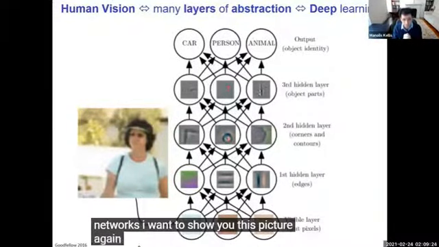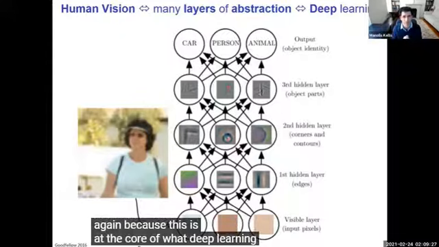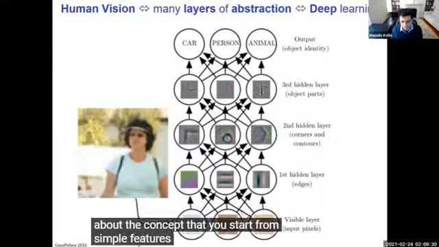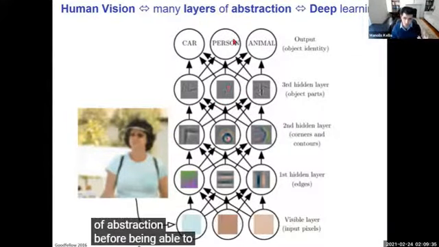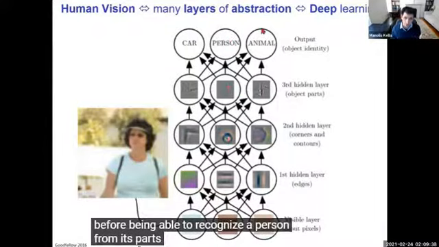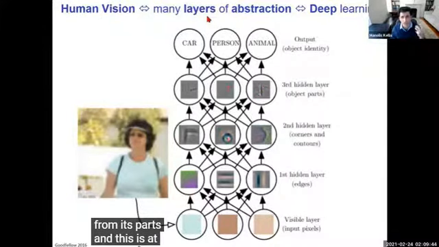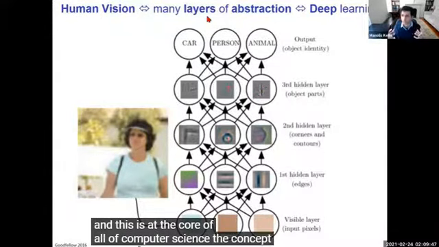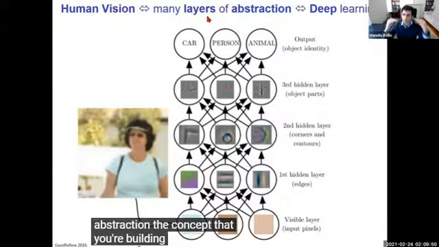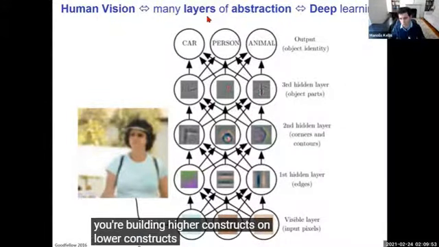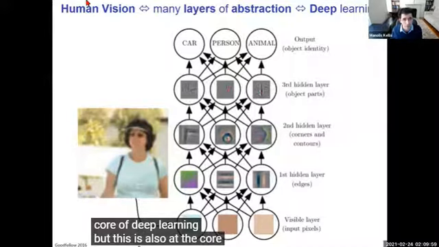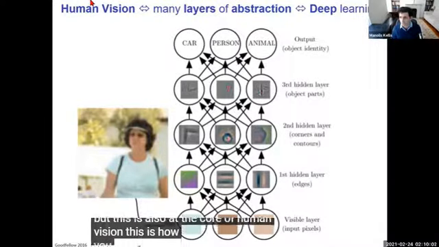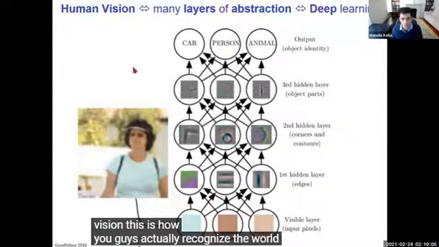I want to show you this picture again, because this is at the core of what deep learning is about. The concept that you start from simple features and you extract higher and higher levels of abstraction before being able to recognize a person from its parts, or an animal from its parts, or a car from its parts. And this is at the core of all of computer science, the concept of abstraction, the concept that you're building higher constructs on lower constructs over many, many layers. And this is at the core of deep learning, but this is also at the core of human vision. This is how you guys actually recognize the world around you.